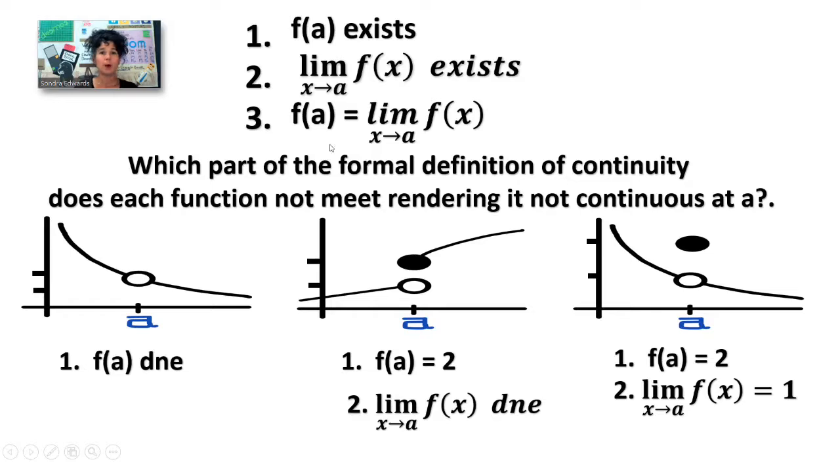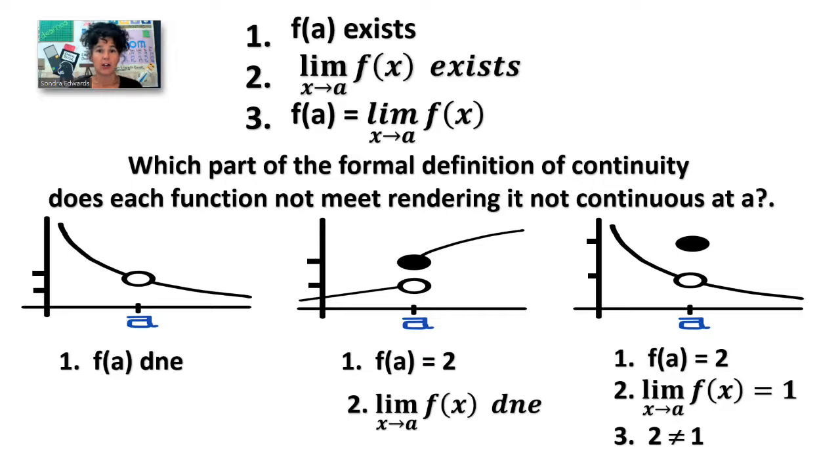But when we get to part 3, the actual height has to equal the intended height. f of a has got to equal the limit as x approaches a of f of x. And since f of a is 2 and the limit as x approaches a of f of x is 1, 2 does not equal 1. So we have broken part 3, and so this function right here is not continuous at a.